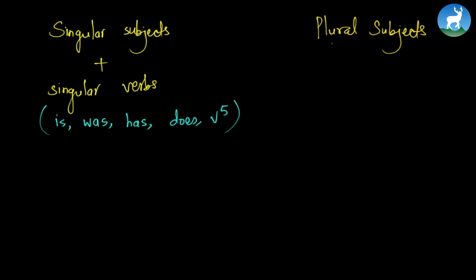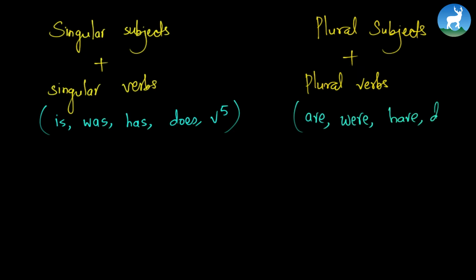So what is the another rule? Come on. It is plural subjects take plural verbs. Very good. And what are plural verbs? They are are, were, have, do, and finally V1. Very good. The first form of the verb. Let's write some examples and you will be very clear, right?